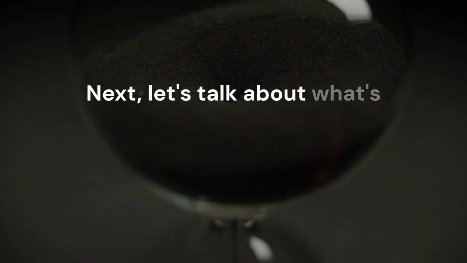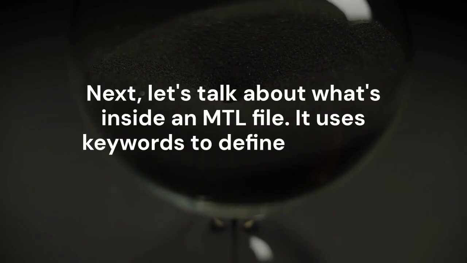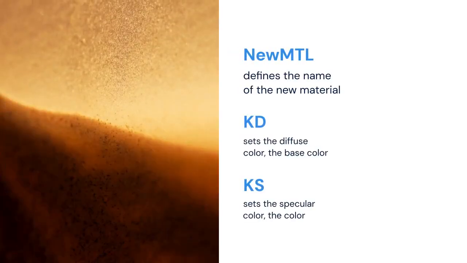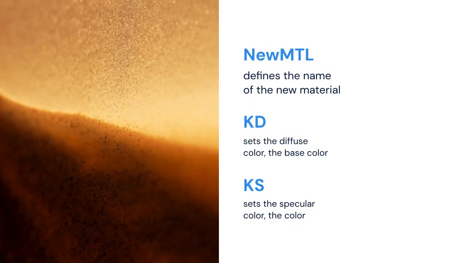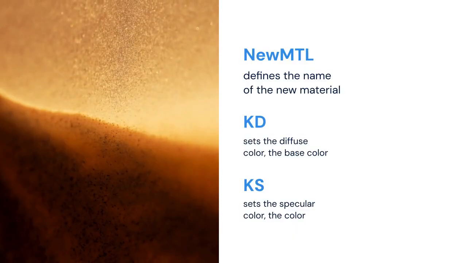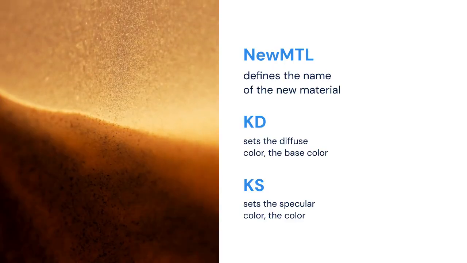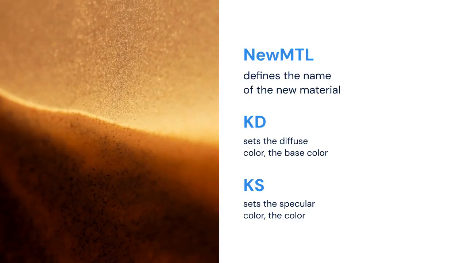Next, let's talk about what's inside an MTL file. It uses keywords to define different material properties. Newmtl defines the name of a new material. Kd sets the diffuse color, the base color of the material. Ks sets the specular color, the color of the highlights. Ns sets the specular exponent, which controls the size and sharpness of the highlights.